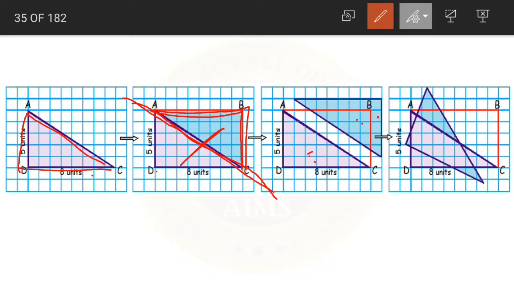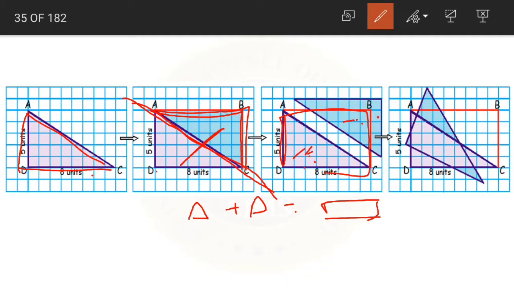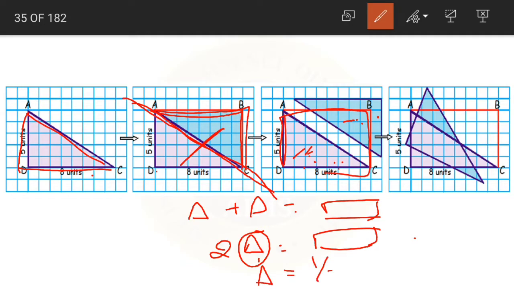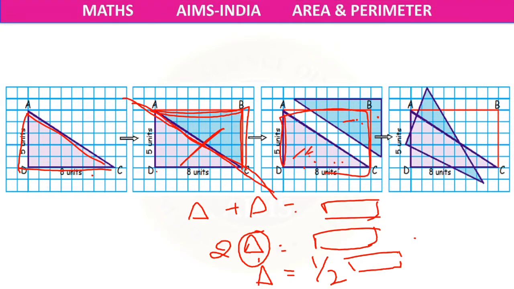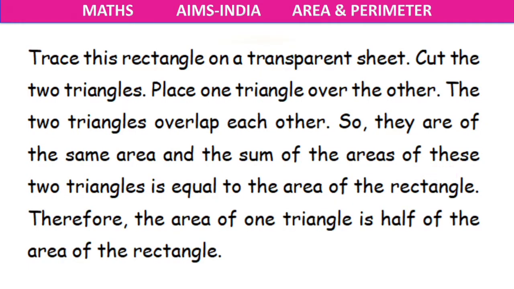So from this, what did we conclude? We concluded that triangle plus triangle is equal to a rectangle. These two triangles together form the rectangle here. So that is why 2 into the area of the triangle is equal to the area of the rectangle, and we want to find out the area of only one triangle. So the area of one triangle is equal to half of the area of the rectangle. Yes, this is the basic we have learned about how to find the area of a triangle using rectangles.